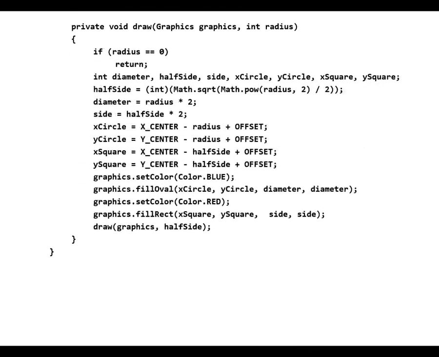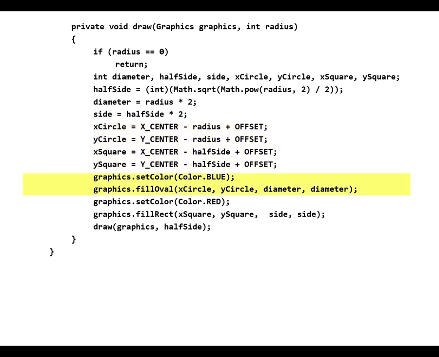Scrolling down to the recursive method draw, the recursion stops when radius is reduced to 0, which is the base case. This assignment contains the formula we discussed earlier, which computes half the width and height of the inscribed square. Next, the coordinates of the upper left corner of both the circle and square are computed, ensuring that all circles and squares have the same center point.